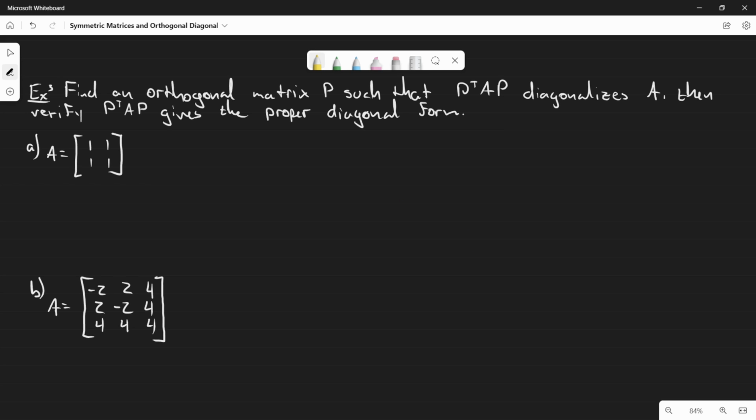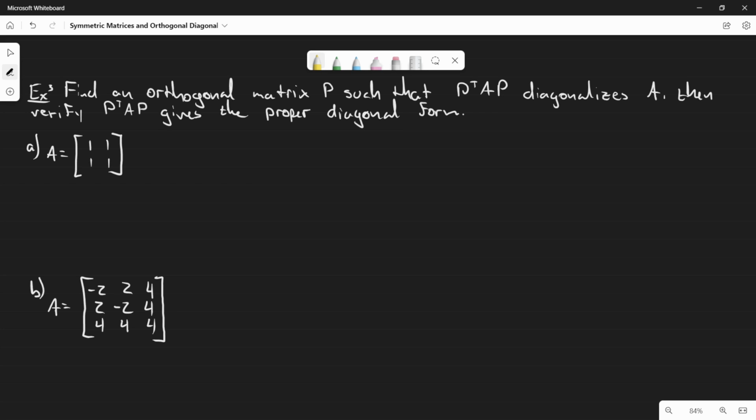Again, this is 2 parts, and for this one we have to find an orthogonal matrix P such that P transpose diagonalizes A, and then verify that it gives the proper diagonal form. It's like what we did in the diagonalization lecture, but instead of the inverse P, or in that case the inverse S, we have an inverse P, which is in turn our transpose, which is awesome because we can easily find the transpose. So let's get started on this example.